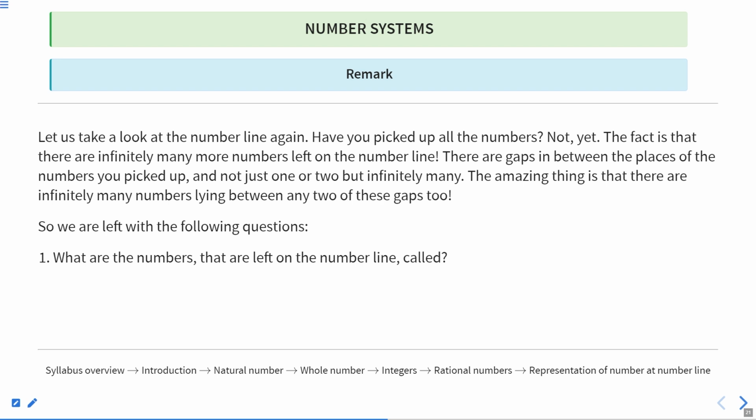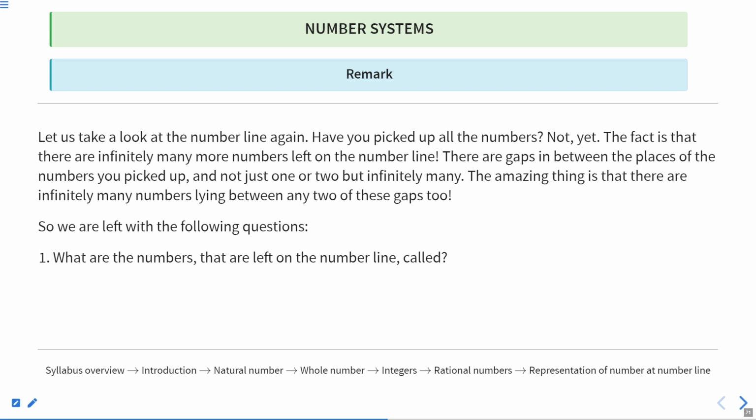The fact is that there are infinitely many more numbers left on the number line. There are gaps in between the places of the numbers you pick up, and not just one or two, but infinitely many. The amazing thing is that there are infinitely many numbers lying between any two of these gaps too.